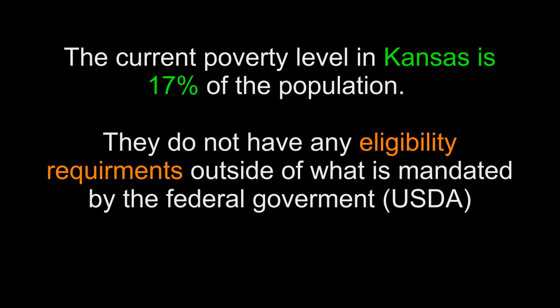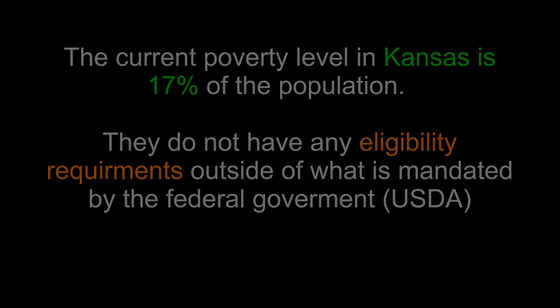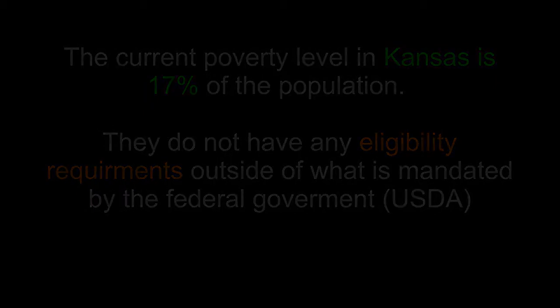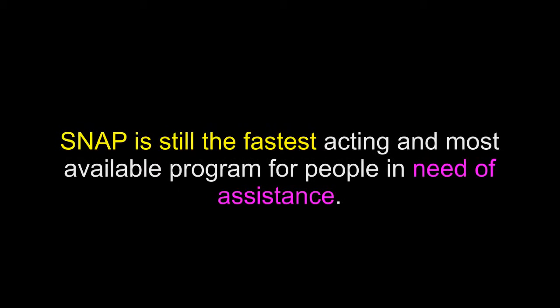The current poverty level in Kansas is 17% of the population. Kansas guidelines and eligibility criteria are the same as federal. They do not have any eligibility requirements outside of what is mandated by the federal government or the USDA. There is an extensive list of programs in Kansas whose primary goal is to lift people out of poverty. However, SNAP is still the fastest acting and most available program for people in need of assistance.